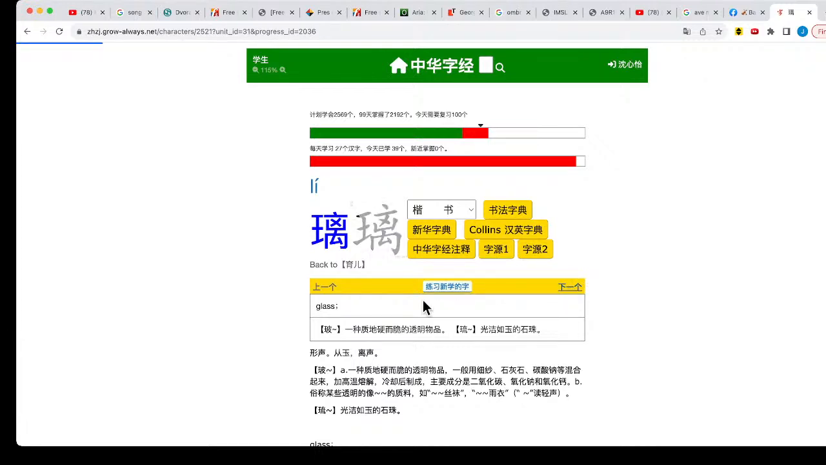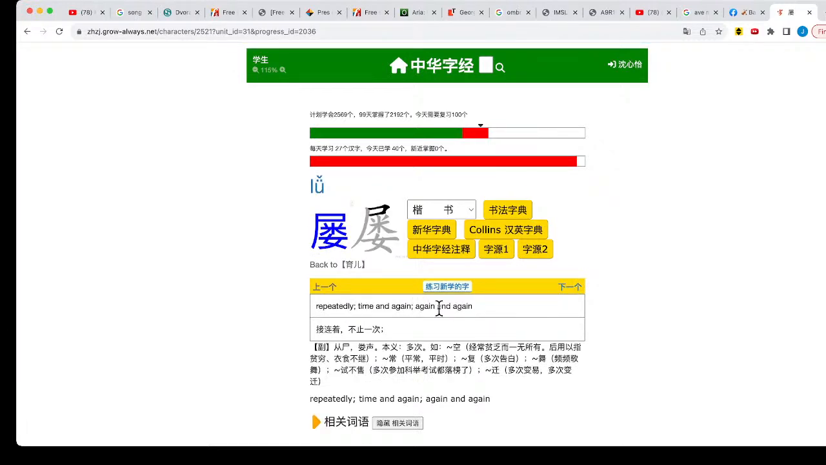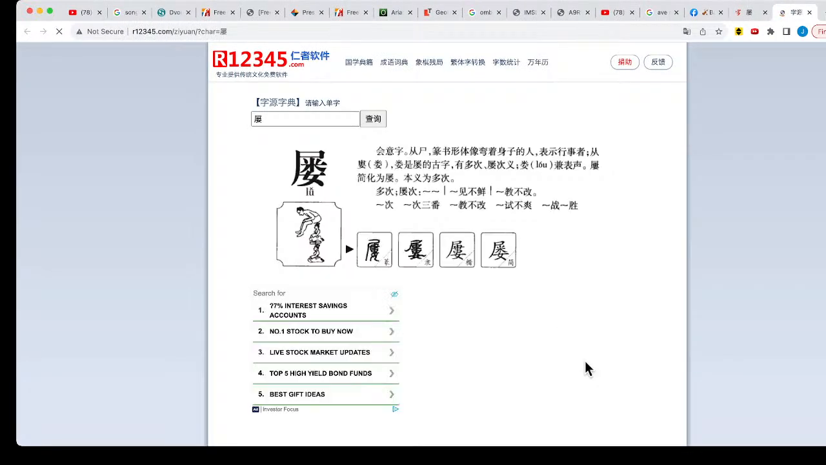Next one. 屡. 屡 means repeatedly, time and again. Let's take a look at this character. So this one, 从楼楼是驴的果子，多次屡次楼.